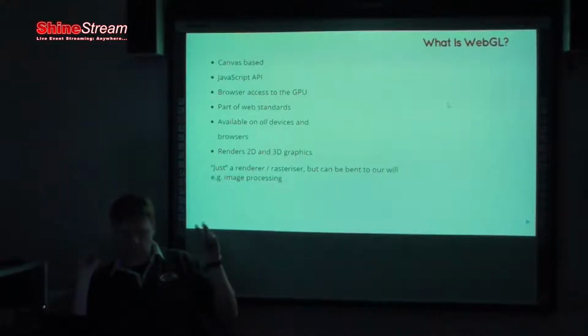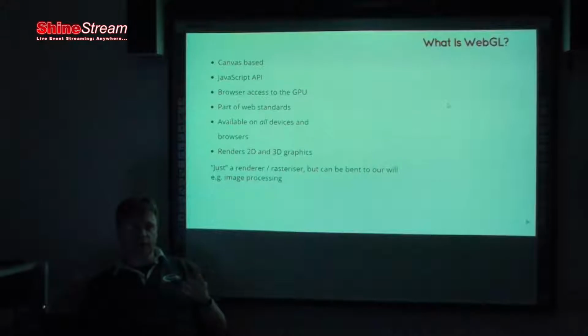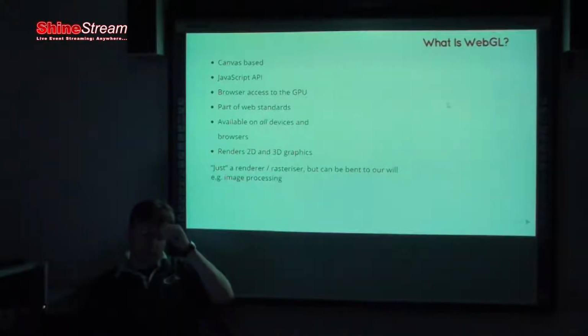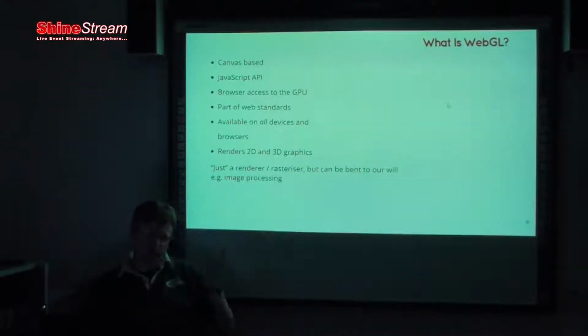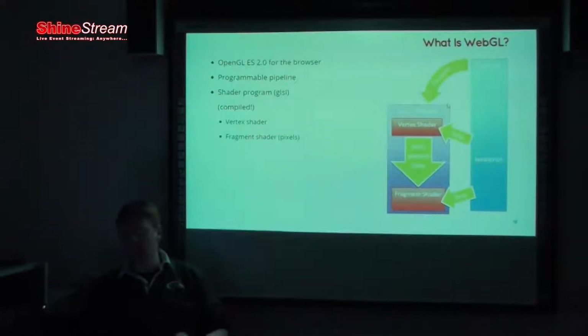Even though it's just a rasterizer, it can actually be bent to our will, so you can do other things as well. Image processing is an obvious one, it lends itself naturally to that. You can do things like ray tracing and volumetric rendering, but it's not really intended for things like that, and it is a bit of a corruption of what it's intended for. You can do it, but it's a pain.